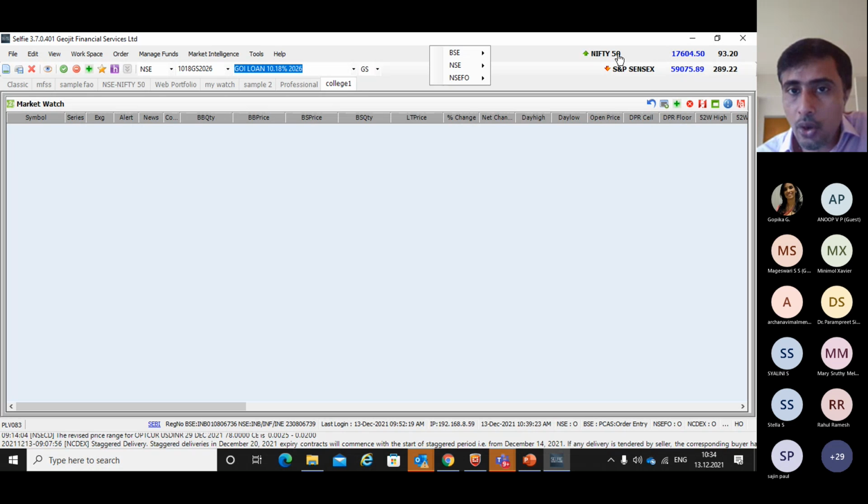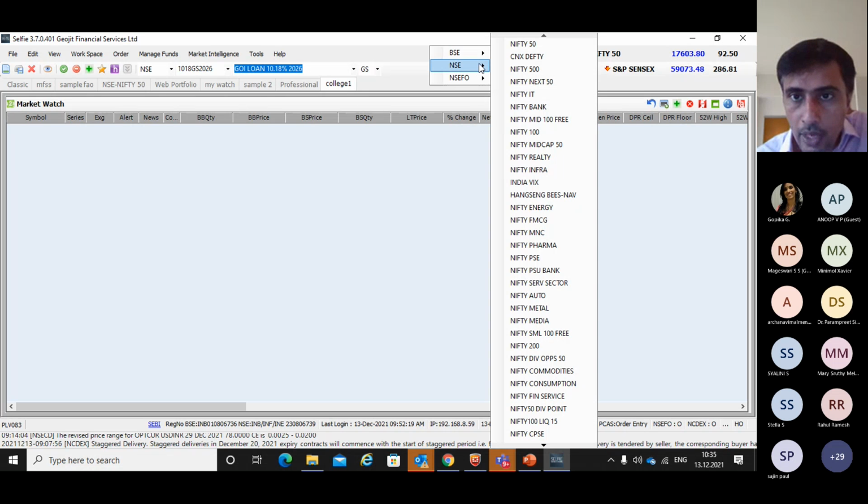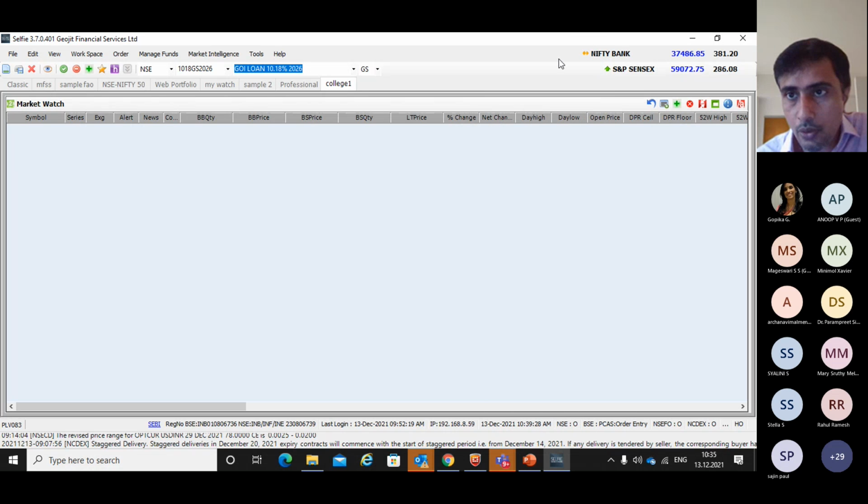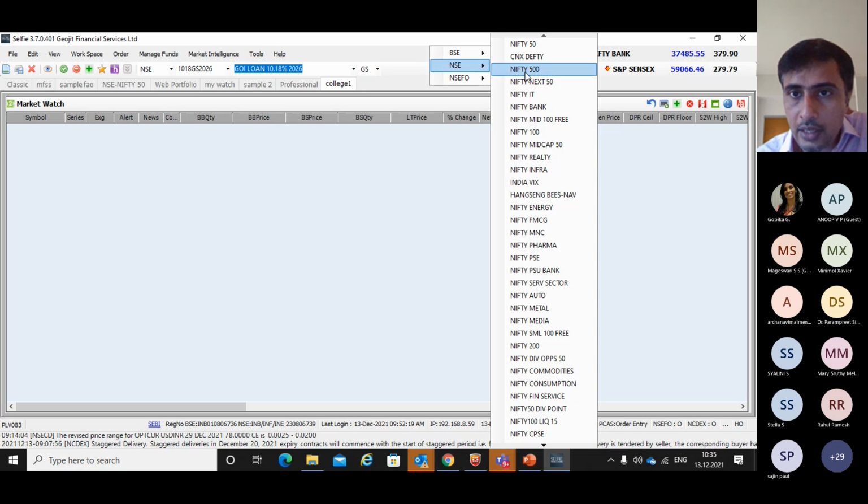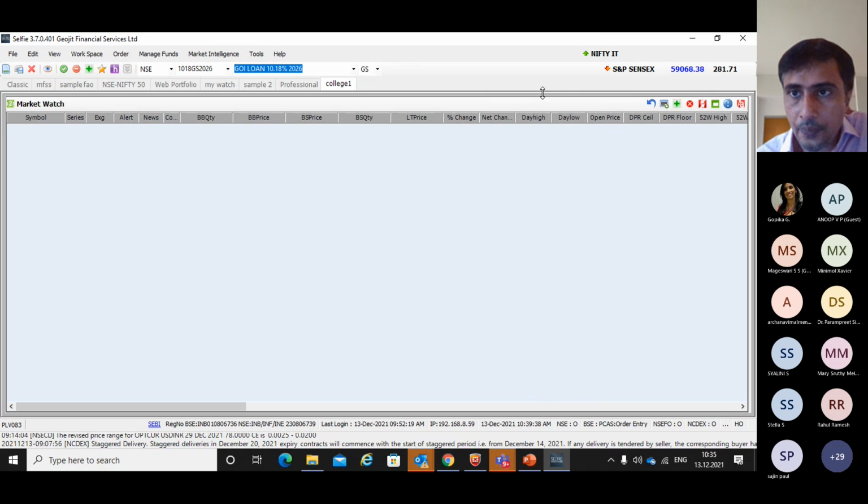I was referring to you not only about Nifty 50. We can just see what Nifty Bank says. Nifty Bank is also up, by 384 points. Similarly, we can get any other index, say Nifty IT. So Nifty IT is also up. IT means the stocks which form the information technology sector. We will bring it back to the Nifty 50. So this is how we can list the different indices in the exchange.